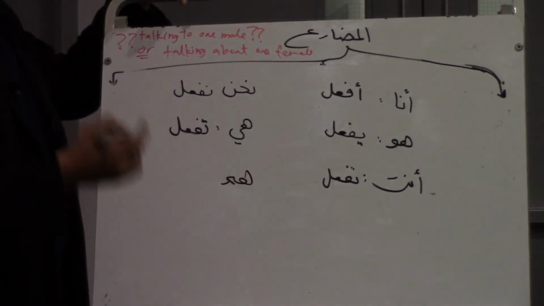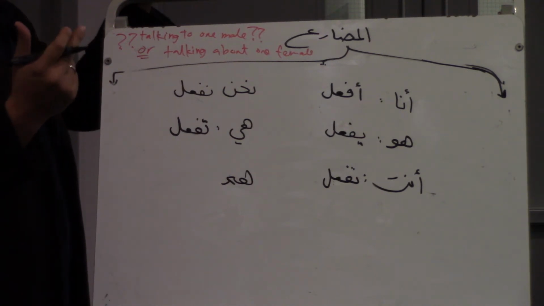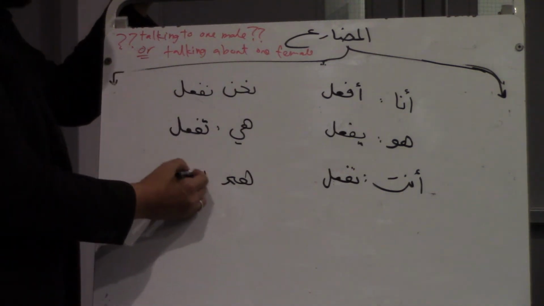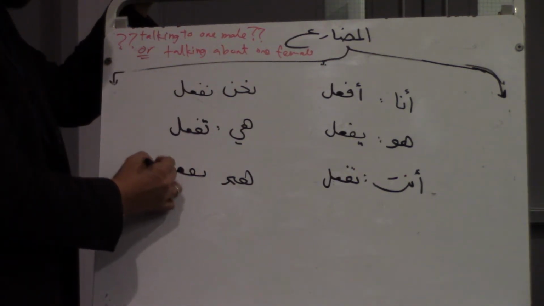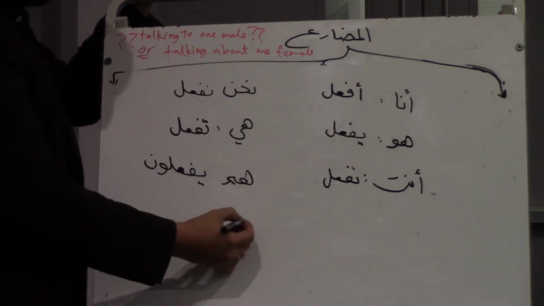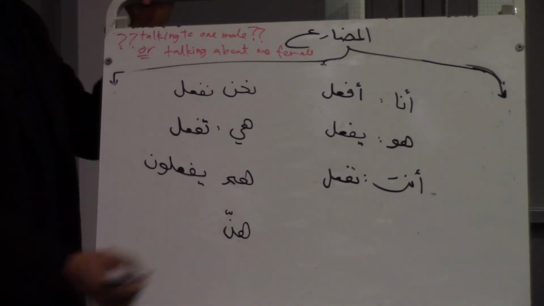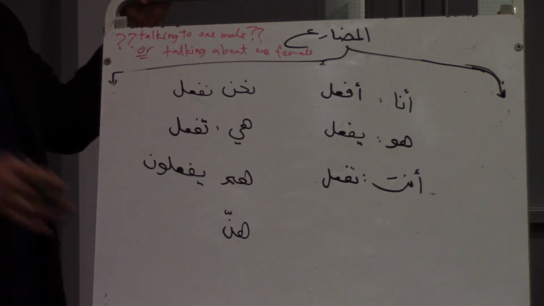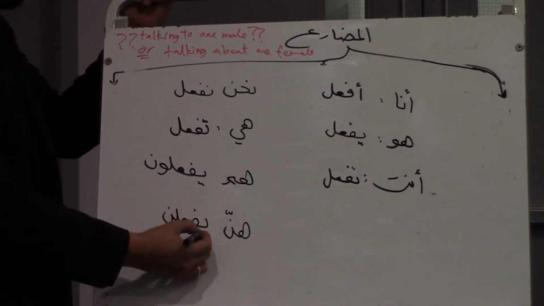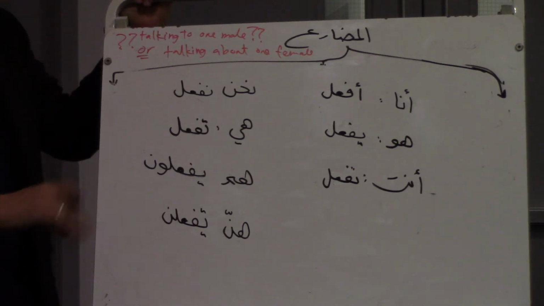Hum. They. Think about what is they. They is third party, plural, masculine. Right? Hum, masculine. So hum, yes, hum yaf'alun. Right? Hunna is on the women's side. You're talking about a plural group of ladies. You will say hunna yaf'alna or taf'alna. Like I said, don't ask me about it right now. We'll talk about it later.